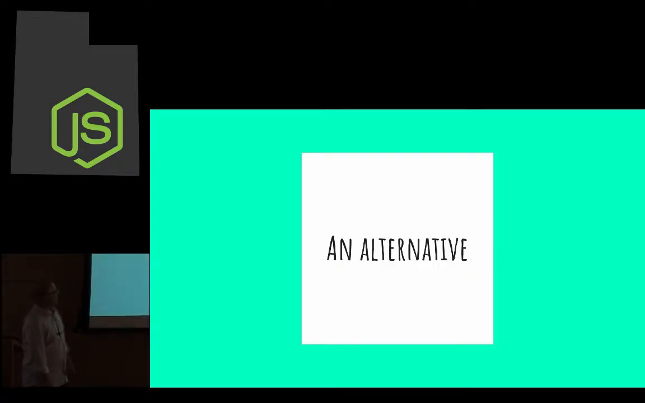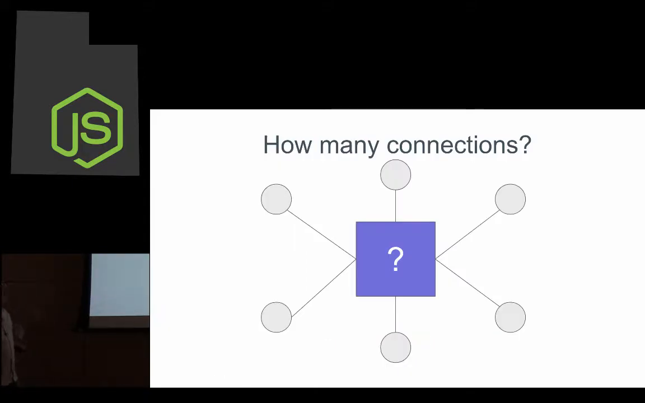So to illustrate that, here's an alternative approach to the node thing we saw. What if instead of having all these nodes connected to one another, they were all connected to a mystery box? 6 nodes, how many connections are there? 6, right. If this one changes, does it affect this one?